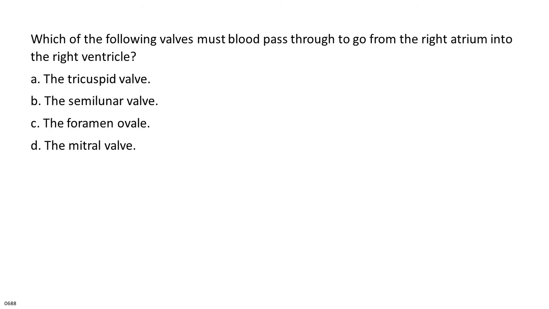Which of the following valves must blood pass through to go from the right atrium into the right ventricle? A. The tricuspid valve. B. The semilunar valve. C. The foramen ovale. D. The mitral valve.